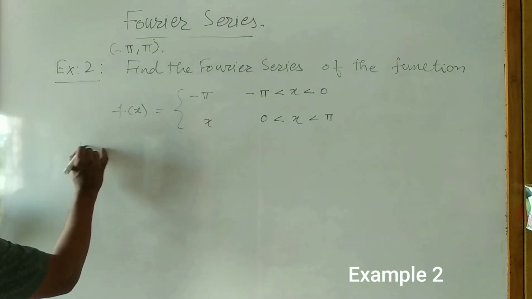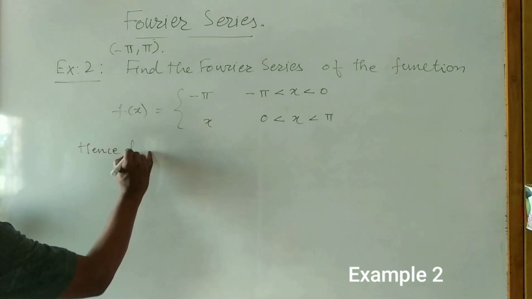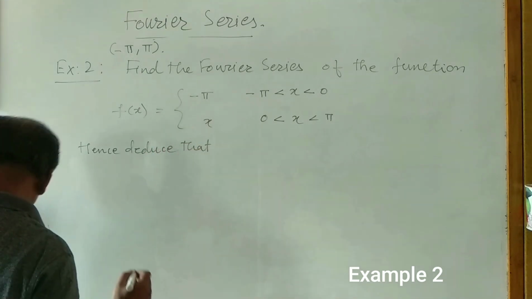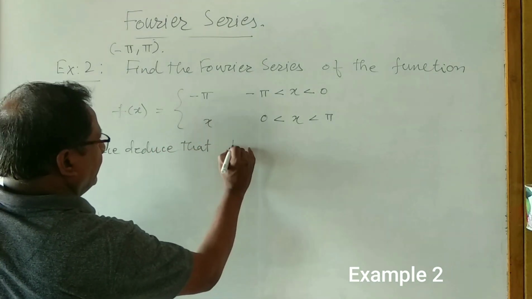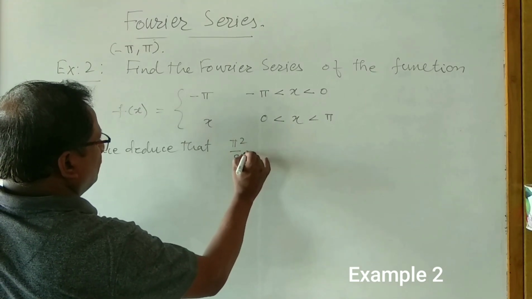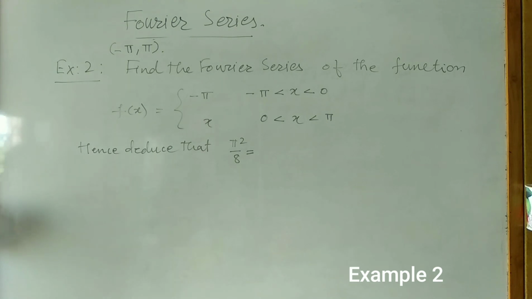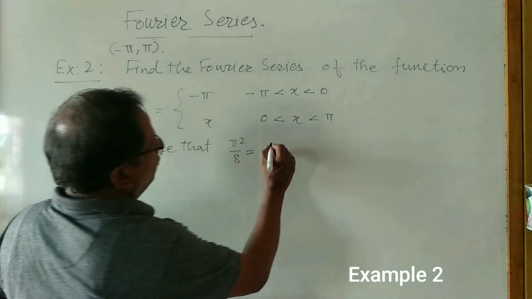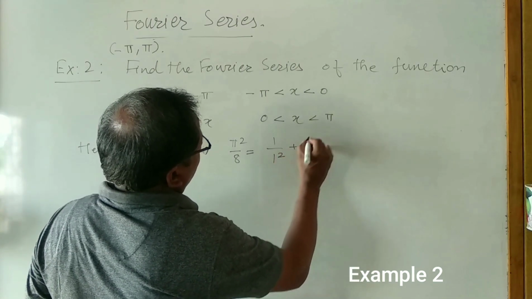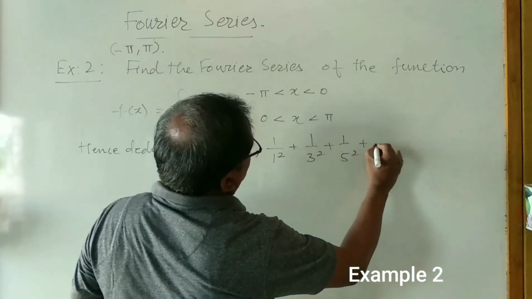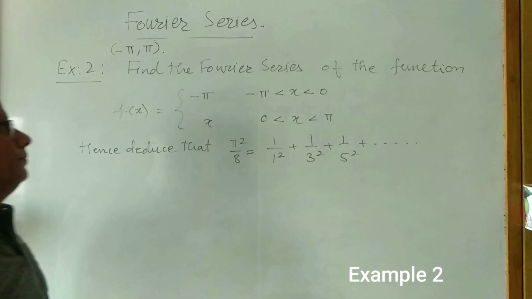Hence deduce that pi square by 8 equals to 1 upon 1 plus 1 upon 1 square plus 1 upon 3 square plus 1 upon 5 square plus and so on.